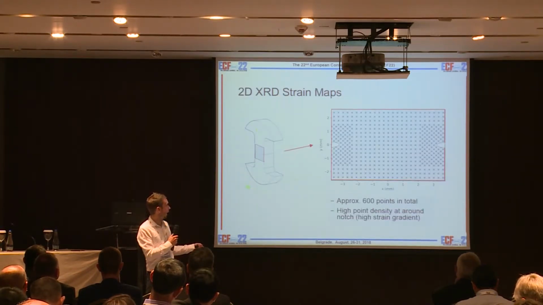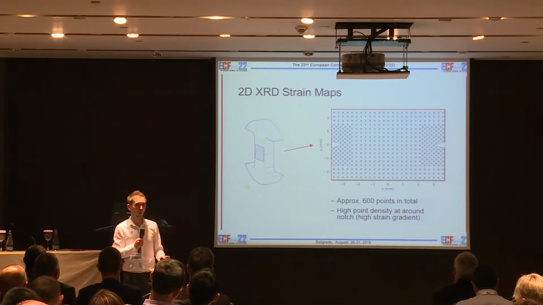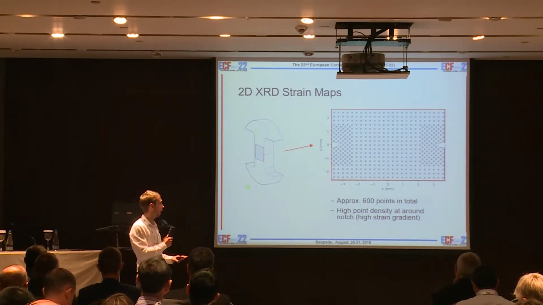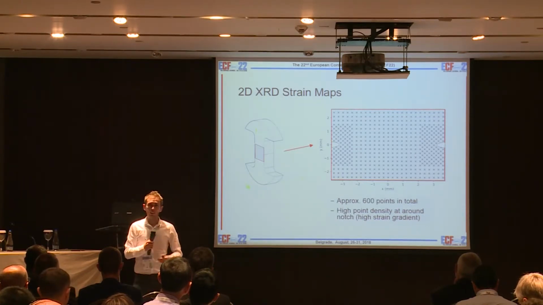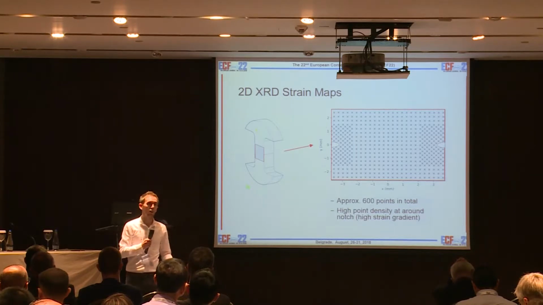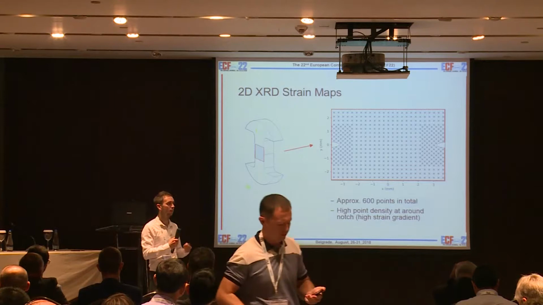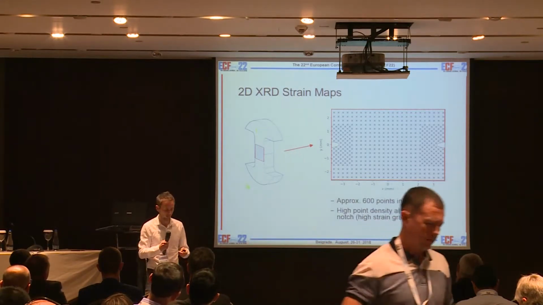So measuring the elastic strain from that. And so we were doing that work across a 2D grid on our sample, so something like 600 points we were looking at, and the point density was much higher around the notch, or the subsequent crack, because that's where we have the highest strain gradient.